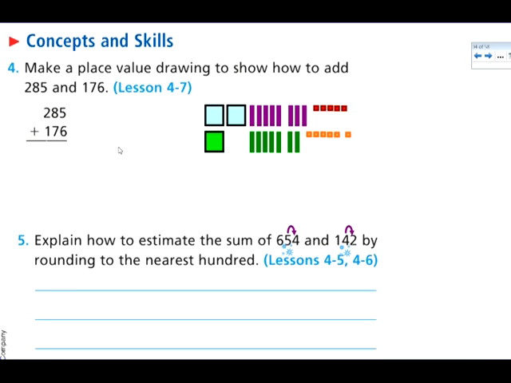First of all, here's a place value drawing again that we just looked at. Here on the top we have 200 and 80 and 5, so 285 plus 176. This is basically a reminder that when it says to make a place value drawing, you have to draw it out.